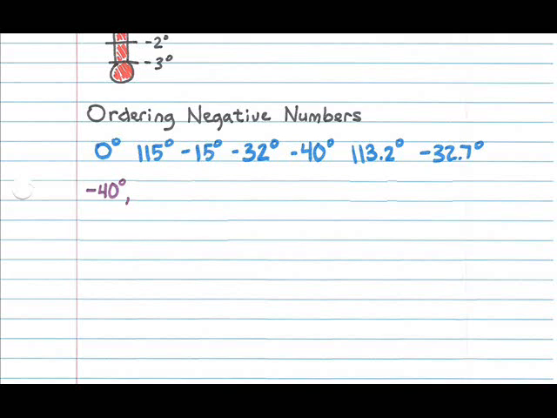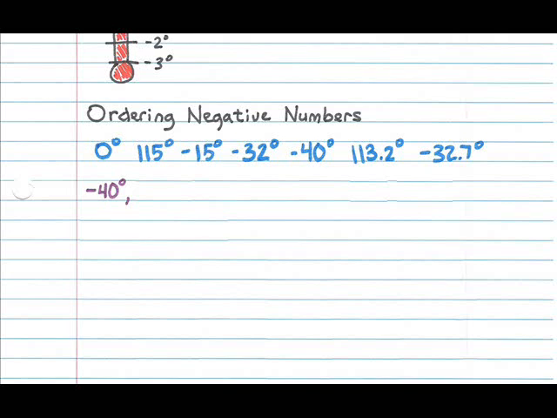It's going to be negative 40. So negative 40 degrees will be our first number. Then you look at your other negative numbers. We have negative 15, we have negative 32, and we have negative 32 and 7/10. So which one is further away from 0? Negative 32 or negative 32 and 7/10?